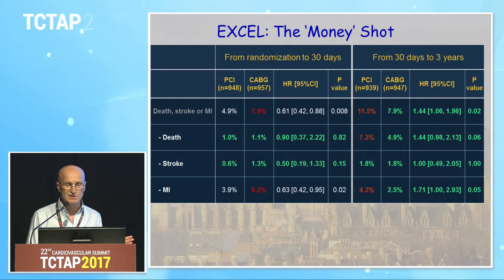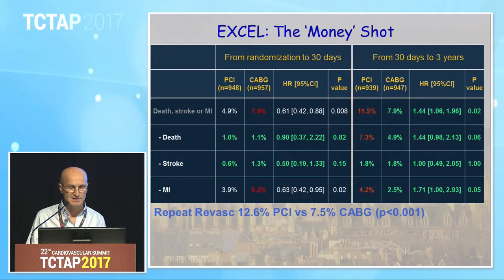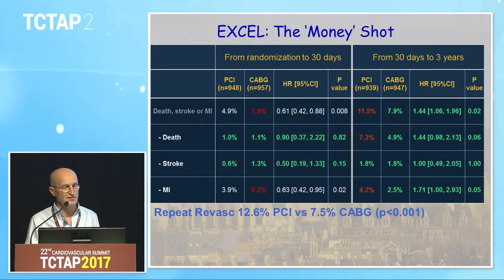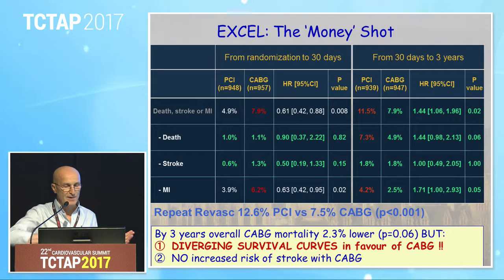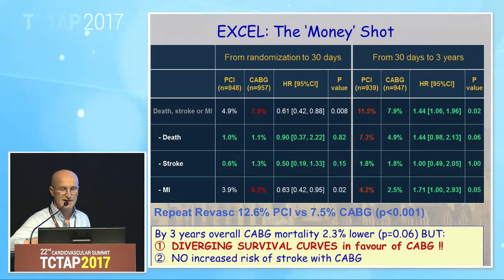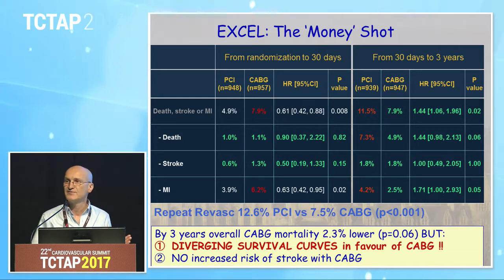There was no difference in stroke, and MI was now significantly lower for CABG patients, also with CABG, significantly reduced repeat revascularization. So by 3 years in the XL trial, the overall CABG mortality was actually 2.3% lower. But the crucial thing, as I've said, is the survival curves are diverging in favor of CABG, and I would be quite confident that by 5 years, there will be a highly significant benefit for CABG over PCI in this cohort of patients.